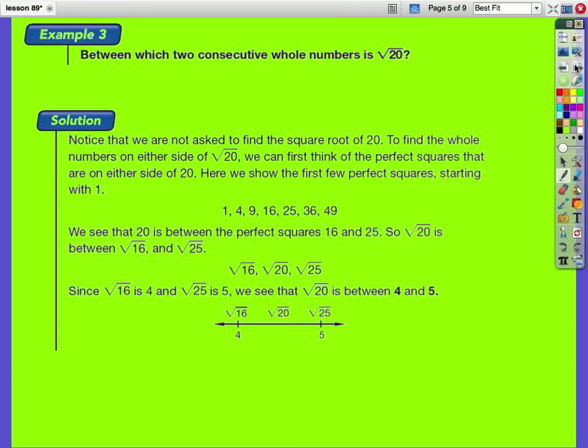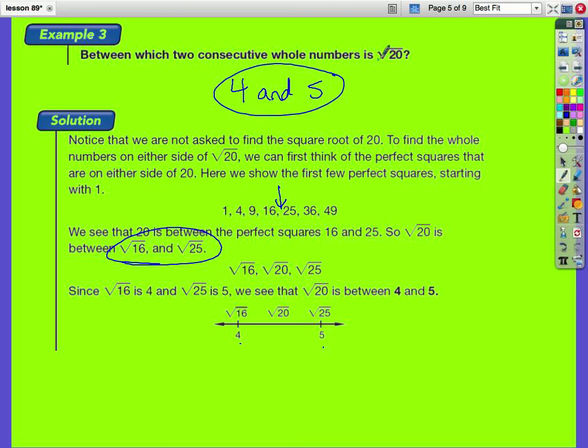So they showed you the first few perfect squares starting with 1 all the way up to 49. So we see that 20 is between the perfect squares 16 and 25. It falls right in there. So the square root of 20 is between the square root of 16 and the square root of 25. Since the square root of 16 is 4 and the square root of 25 is 5, we see that the square root of 20 is between 4 and 5. So our answer is going to be 4 and 5.